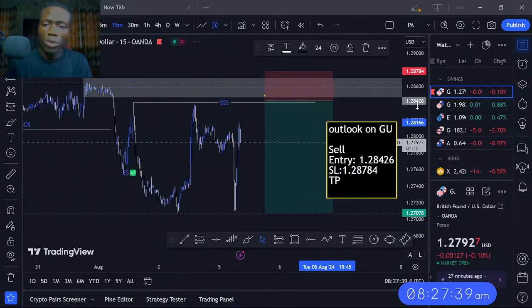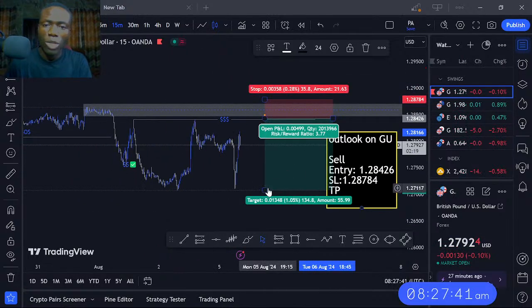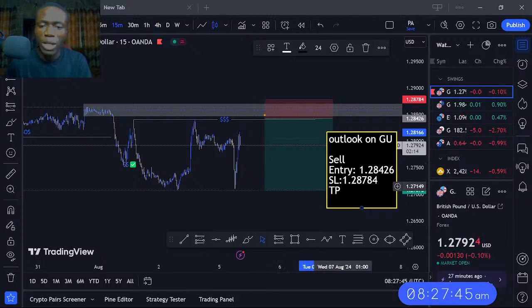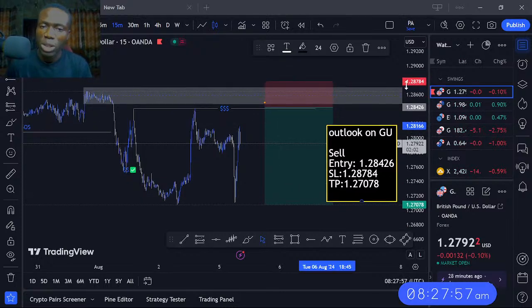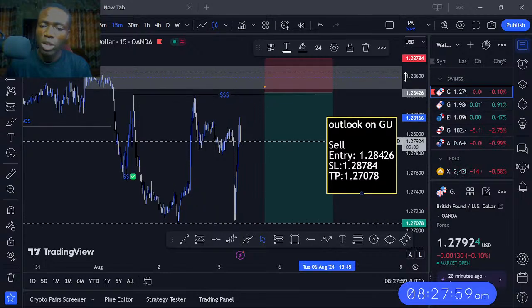So looking at the take profit position here, this is a solid 1:3. Yeah, this whole area should be covered by the market. So we are setting our extreme take profit at 1.27078. Yeah, we could be looking to take our profit at this point here. So here is the outlook number 1 on GBP USD.